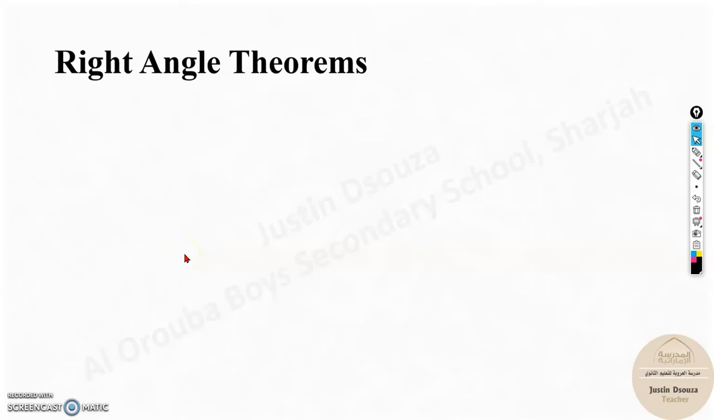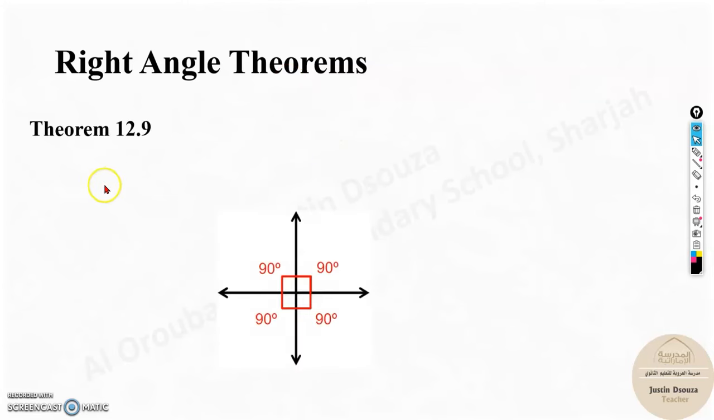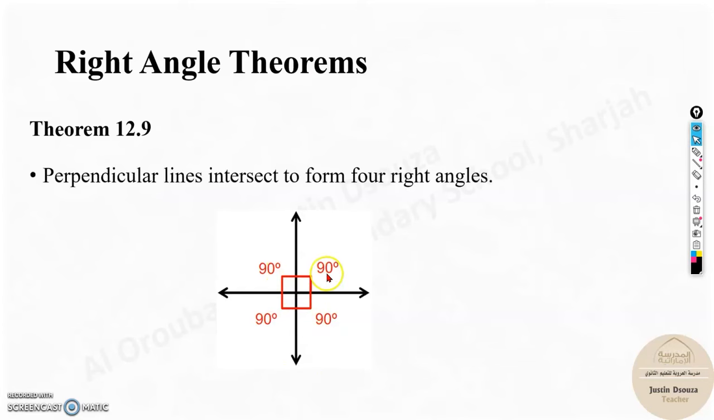The final objective of this lesson is to prove theorems about right angles. Now we will go through a few of the theorems about right angles. Looking at this figure, you can see all the angles are equal, that is 90 degrees. The theorem is that if perpendicular lines intersect, they form four right angles. It is obvious because wherever two perpendicular lines exist, there is a right angle formed.